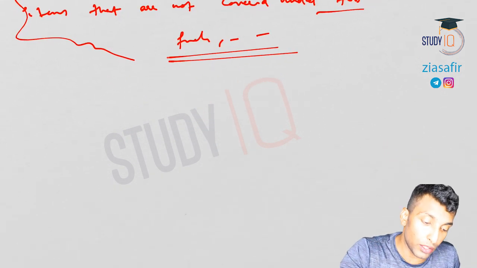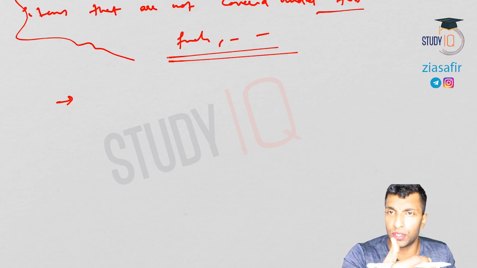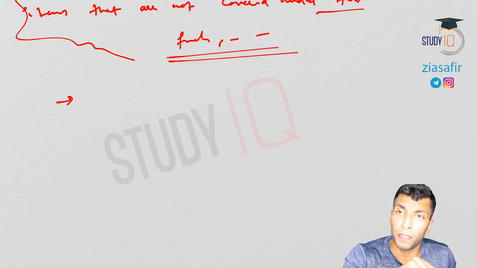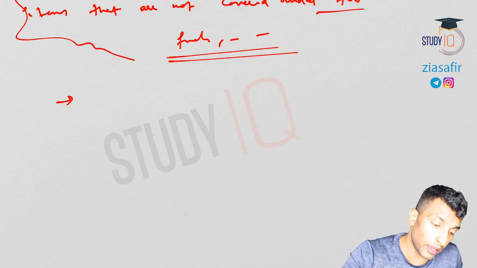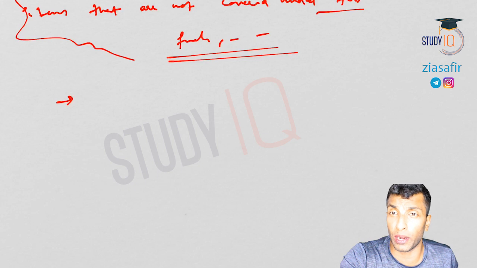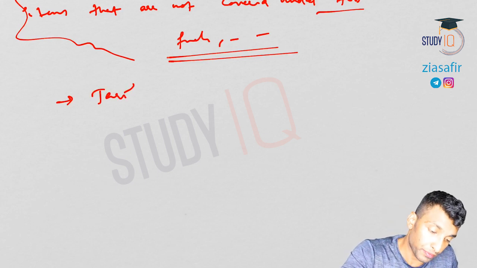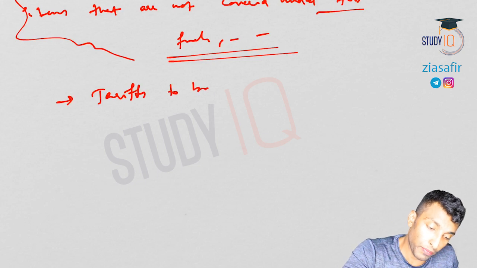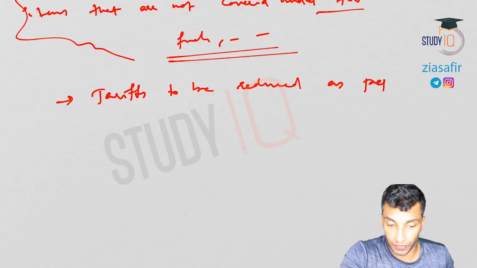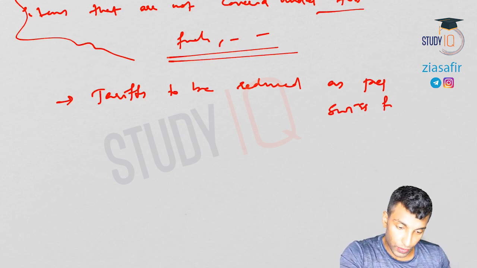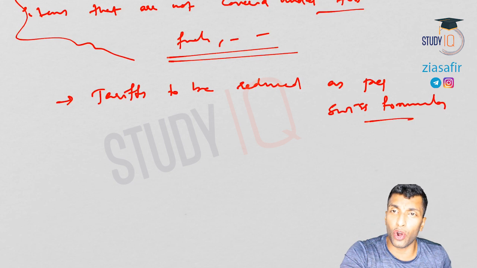Now here, as everywhere, you have to reduce the tariffs, right? So here also you have to reduce the tariff. By what percent? Here it is basically based on the Swiss formula. I'll explain what the Swiss formula is, okay? So tariffs are to be reduced as per the Swiss formula. The Swiss formula is basically a non-linear formula.